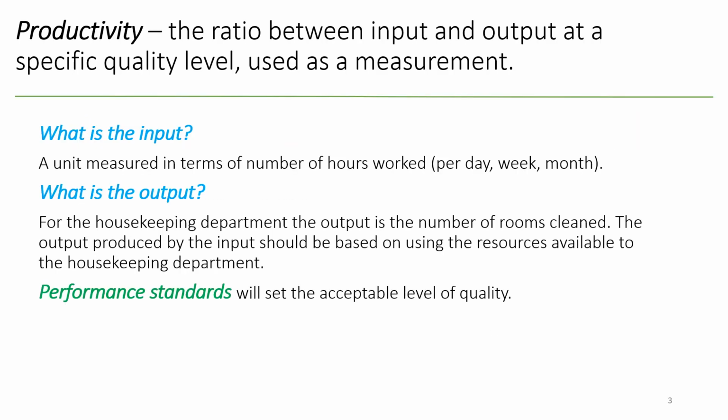When we talk about productivity, we're referring to the ratio between input and output at a specific quality level. We use this as a form of measurement to determine performance standards. For the purposes of the housekeeping department, the input is the number of hours worked in a day, a week, or a month, and how many rooms a housekeeper can clean per hour. We need to make sure that they're meeting the set productivity standard for how many rooms they should clean in 1 hour. We can also look at payroll costs and expenses when we analyze our number of hours worked.